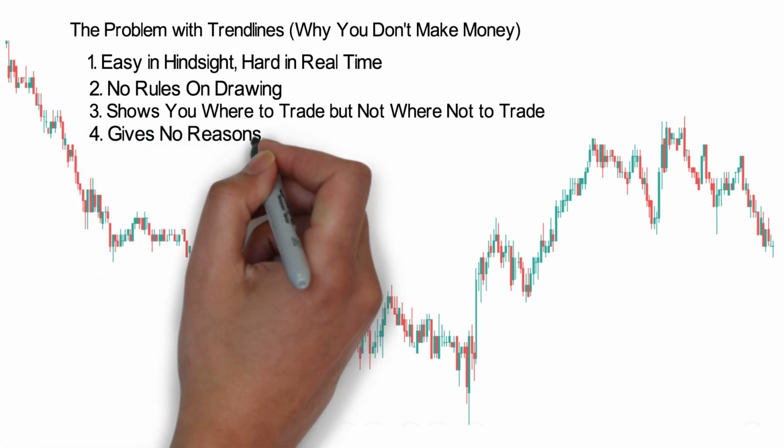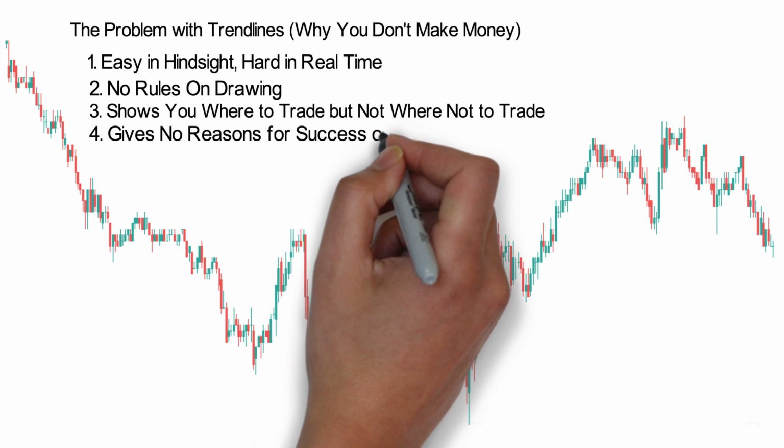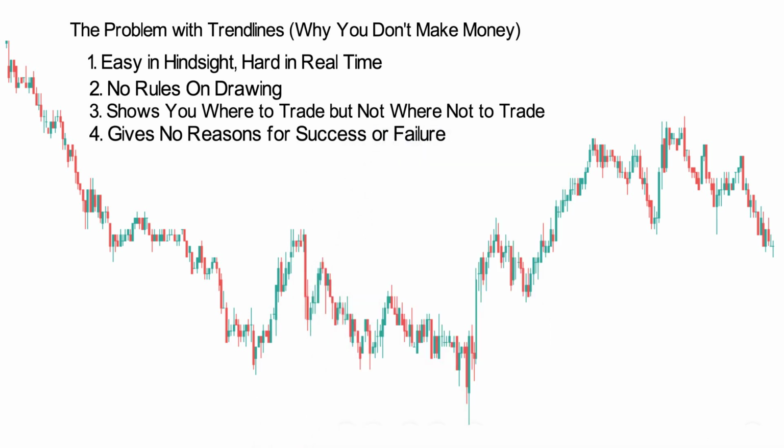Problem number four. When it does break through the trend line or work on the trend line, whichever one it happens to be, it gives you no reason for success or failure. The only thing you know is the trend line held or the trend line didn't hold. But why? Why did it hold? And why did it break through on the next time? Or every time that you decide to pull the trigger, it seems to fail, but every time you don't, it seems to go through. That's the problem.